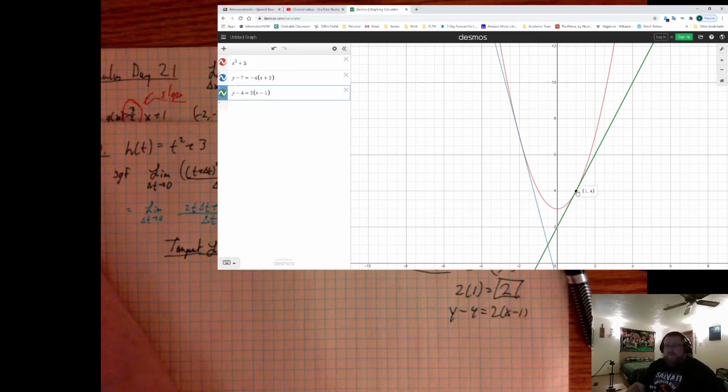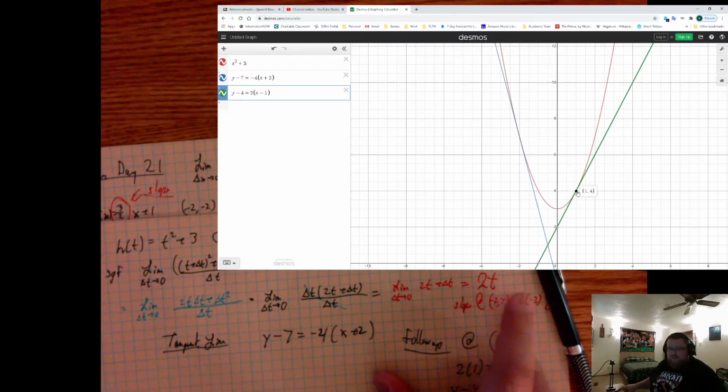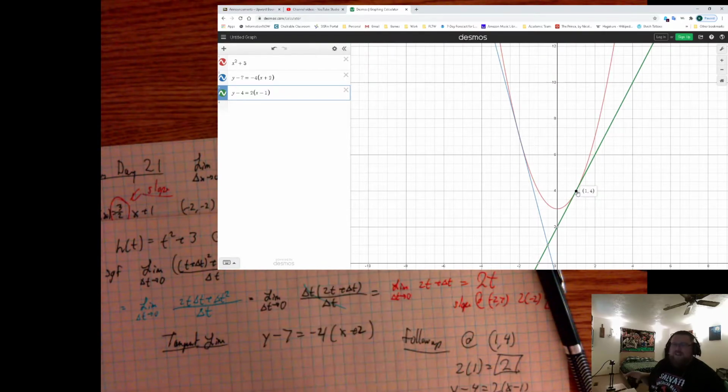This green line represents the slope at this different point. Yet they both find the slopes from the same slope generating function, this 2t. We went through this whole process of finding the slope generating function so that no matter what point I'm looking at, whether negative 2, 7, or 1, 4, I can find the slopes at those individual points, which is pretty incredible.